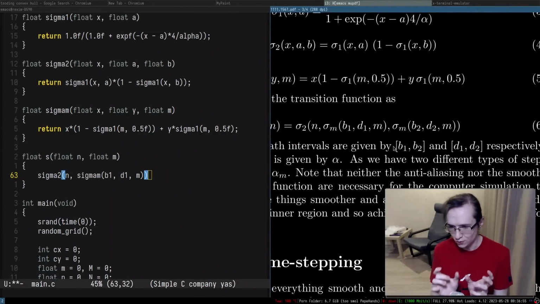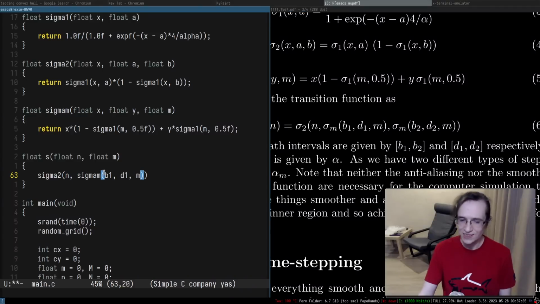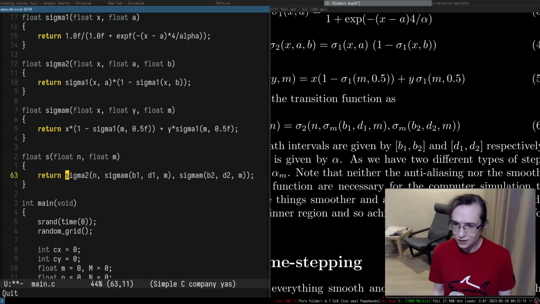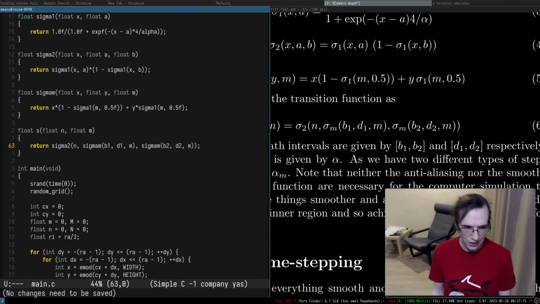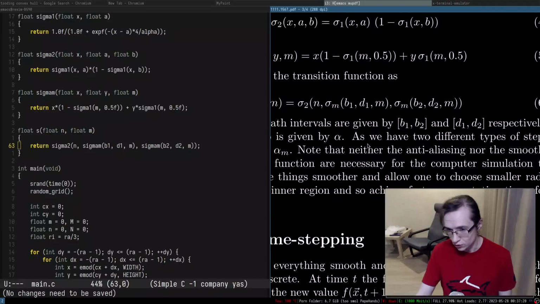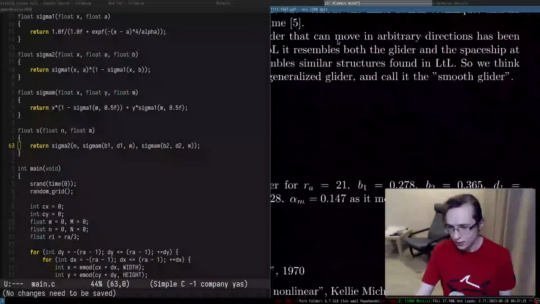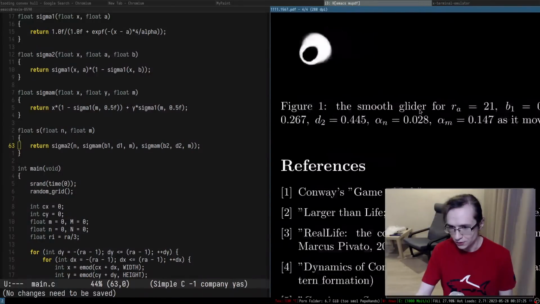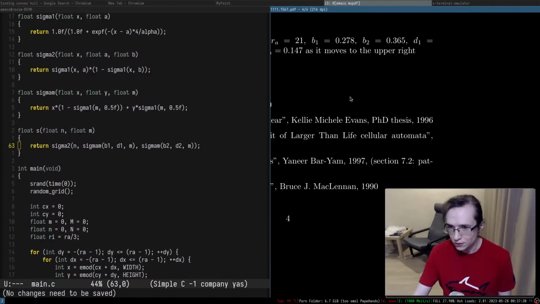So at particular intervals you basically become either dead or alive, and it kind of corresponds to a generalization of Conway's Game of Life rules, if that makes any sense. Sigma b2 and d2, and effectively we just return this entire thing. We need to define the parameters b1, b2, d1, d2, and they are given at the end of the paper yet again with all of these parameters in here. So we can just yoink those parameters.